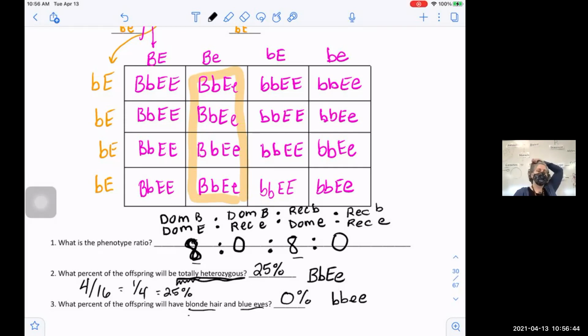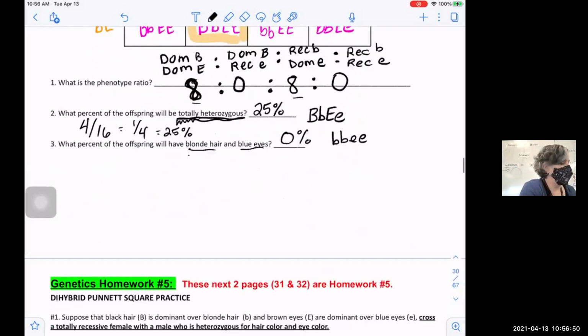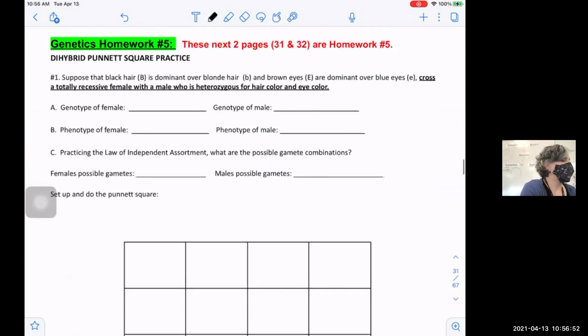All right, that was a lot. So now it's your turn to practice doing this yourself for your homework. So on the next, there's 2 pages you have to complete, okay? And they're just like, the first one is just like the one we just did, okay? Black hair is dominant over blonde hair using the letter B's, and brown eyes are dominant over blue eyes.